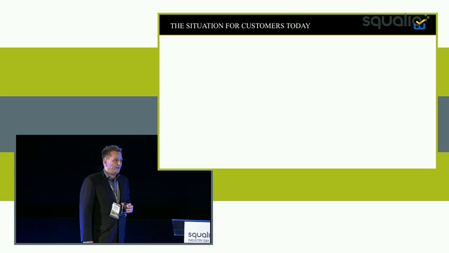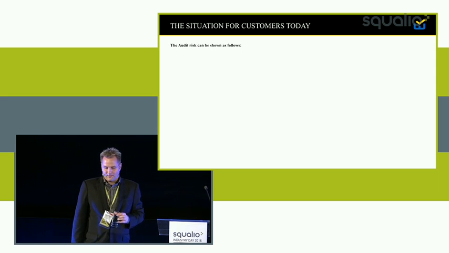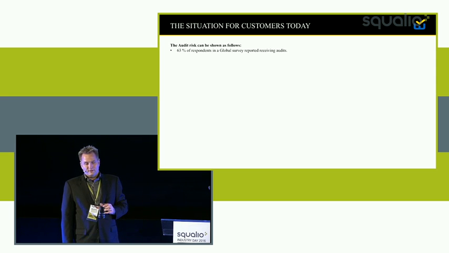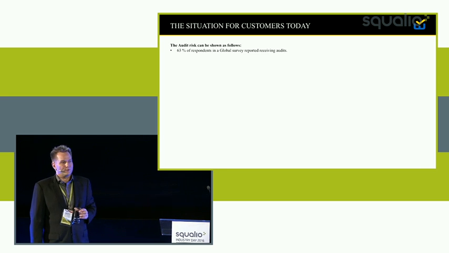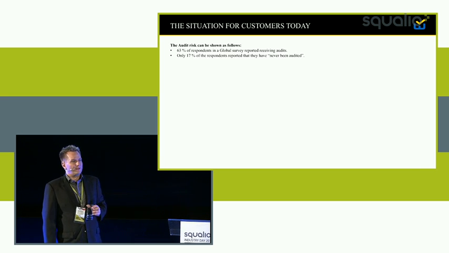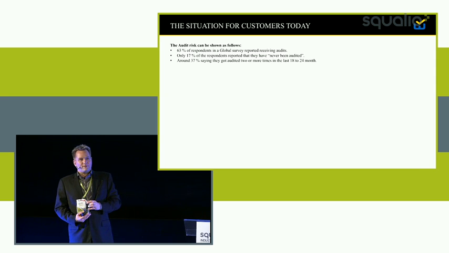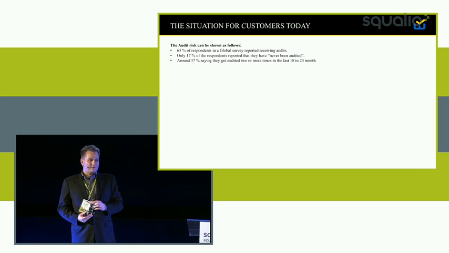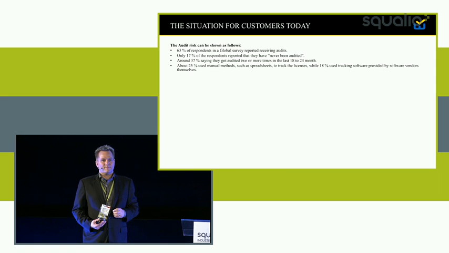So what does this mean today? I started out by talking about the crisis in 2007 and 8. Where are we today? In a global audit reporting, 63% of companies reported that they had an audit within the last 2 years. Only 17% said that they have never been audited. Maybe not in that many years' time, or maybe they really haven't. But 37% say that they have been audited more than once, maybe even 3 times. And 25% use a spreadsheet to control their assets.